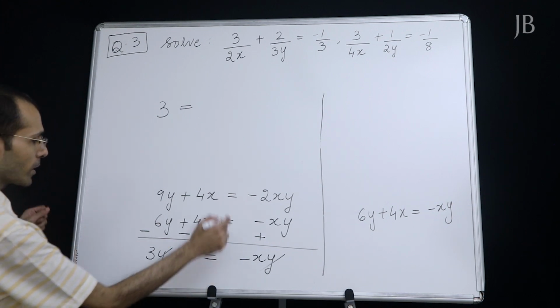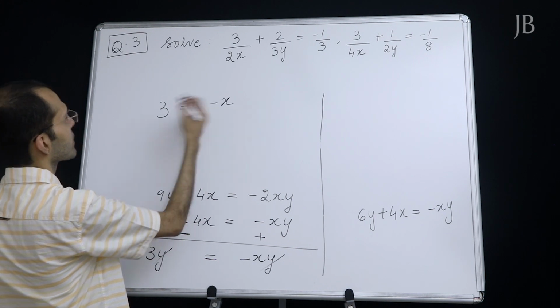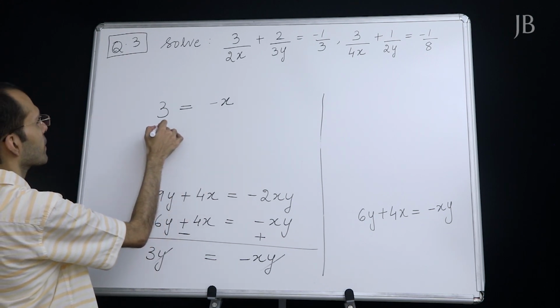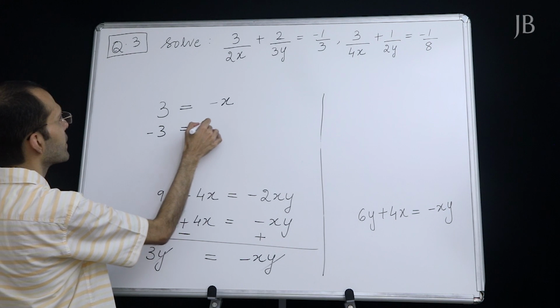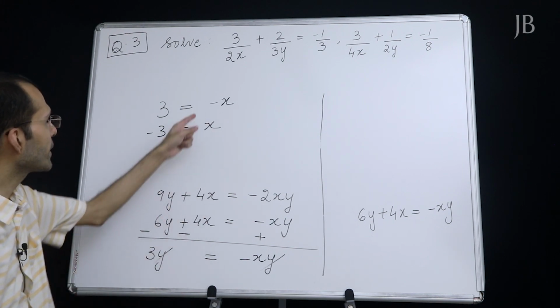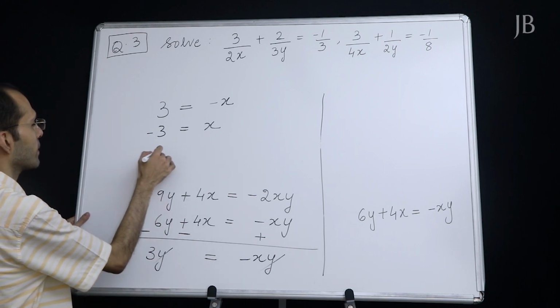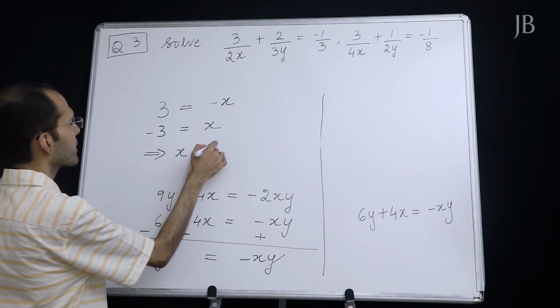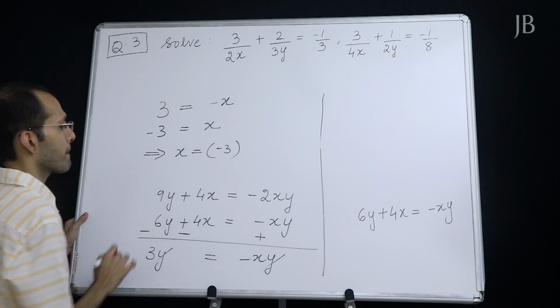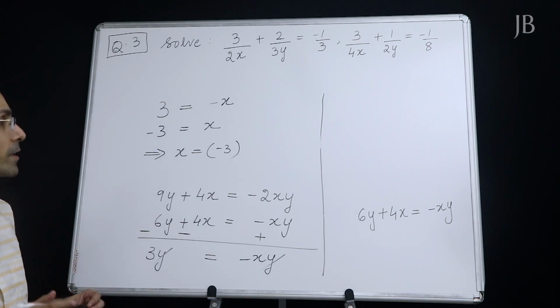Now 3 will equal minus x, but we want x. So minus 3 will equal x. Okay? 3 will equal minus x, or minus 3 will equal x. Implies x is minus 3. Now y is still remaining.